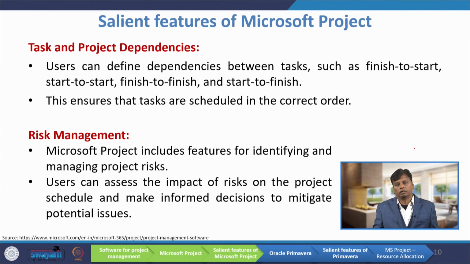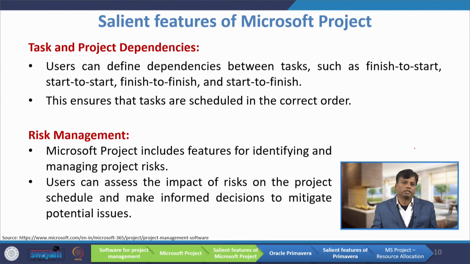Start to start: activity A and B are there. If A is started, then B also has to be started. Then finish to finish. When you are finishing activity A, then we have to specify that B also has to be finished. Then start to finish: project A started, then the project has to finish. Like that, various dependencies can easily be incorporated in the Microsoft Project software. So, this ensures that tasks are scheduled in the correct order.